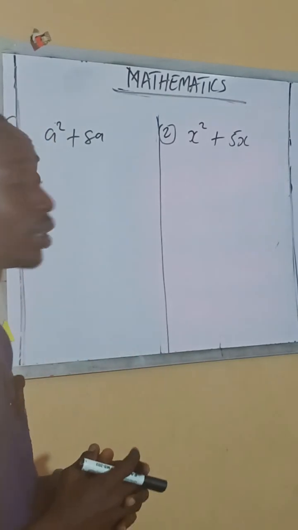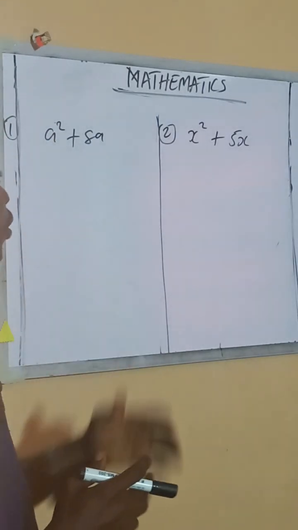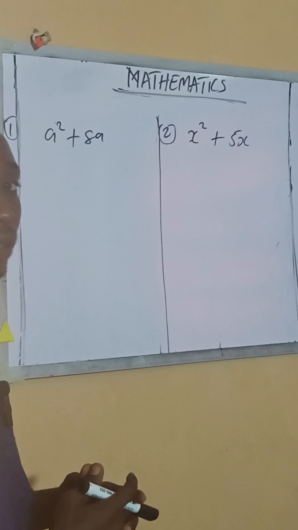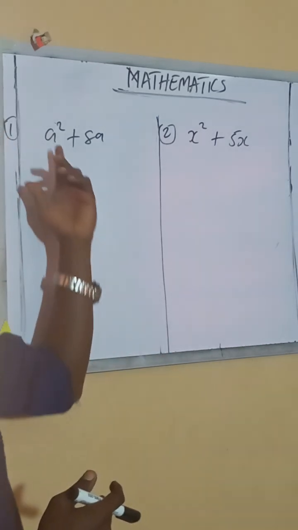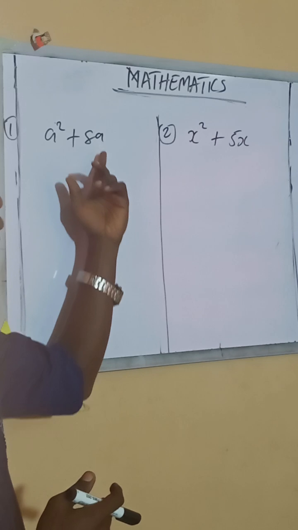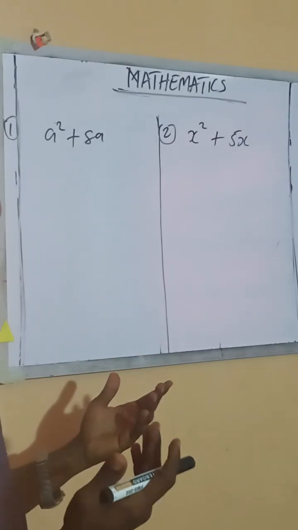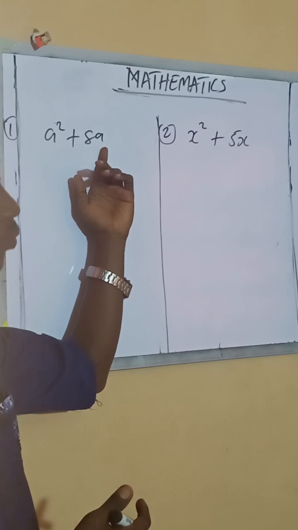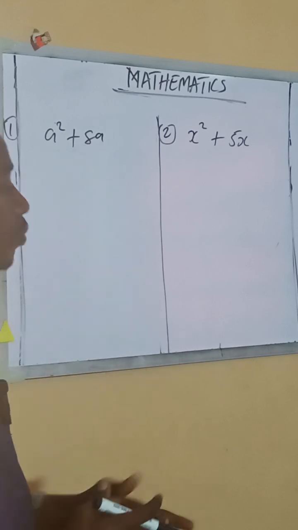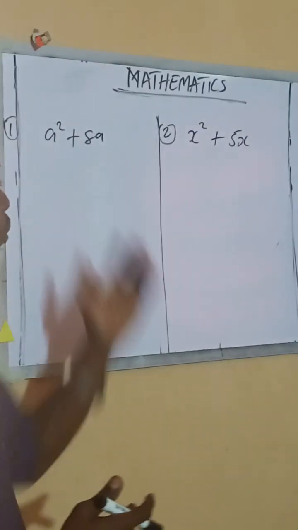The question before us says a raised to the power of 2 plus 8a. This is what the question entails. As we can see, there's an a here, there's an a here. But which among the a has a coefficient? It is this one at the middle, this one here. This is the coefficient of this a. That will be your target.